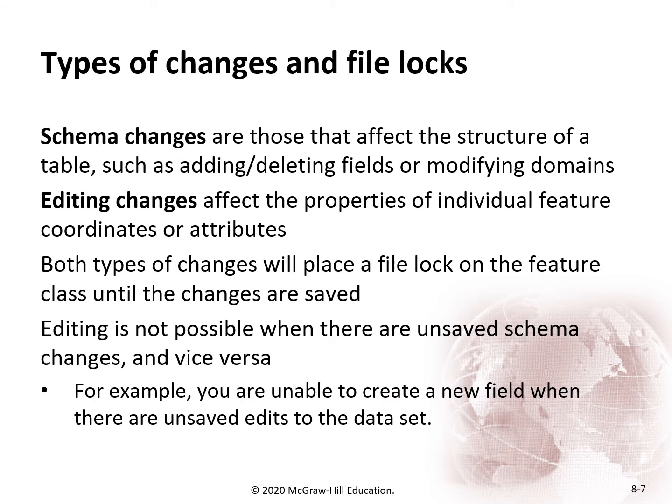So what are some types of changes that can happen? And we also want to talk about file locks. File locks are important. I'll get to that in a second. Schema changes are those that affect the structure of a table, such as adding, deleting fields, or modifying domains. Remember, schema is that sort of big overarching idea of what everything's supposed to be. Editing changes affect the properties of individual features, coordinates, or attributes. Both types of changes will place a file lock on a feature class until the changes are saved.